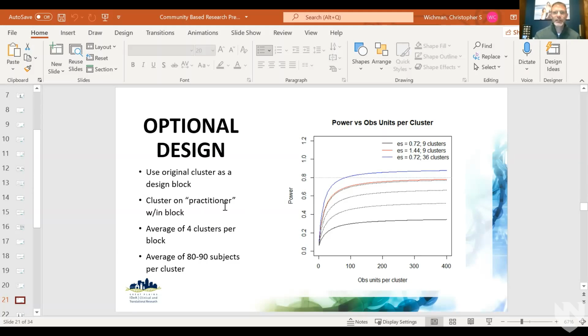subclustering, if you will, and making things into a design block, I can recover the power that I need, albeit at a cost, because now logistically and managerially, it's going to be more difficult to implement this study than it would have been to just assign one condition to the overall cluster. So there is a cost at some point as well, but we can at least get at our original effect size and intent by doing something like this.